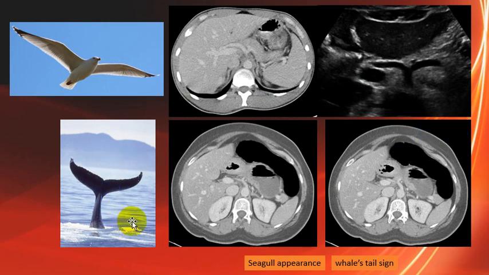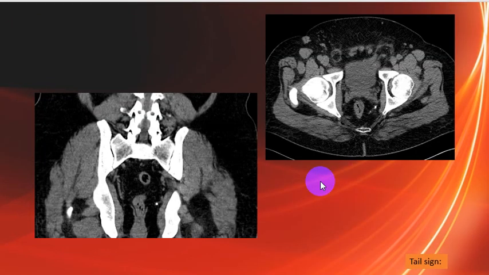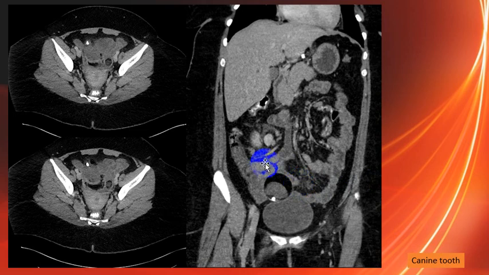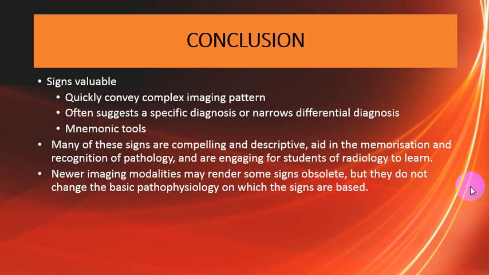Here multiple patients with ultrasound and CT scan, and we see the bifurcation of the celiac artery, giving the appearance of seagull sign or whale's tail sign. Here a patient with tail sign due to phlebolith. The other signs are miscellaneous signs. Here we see a patient with dermoid with canine tooth sign.